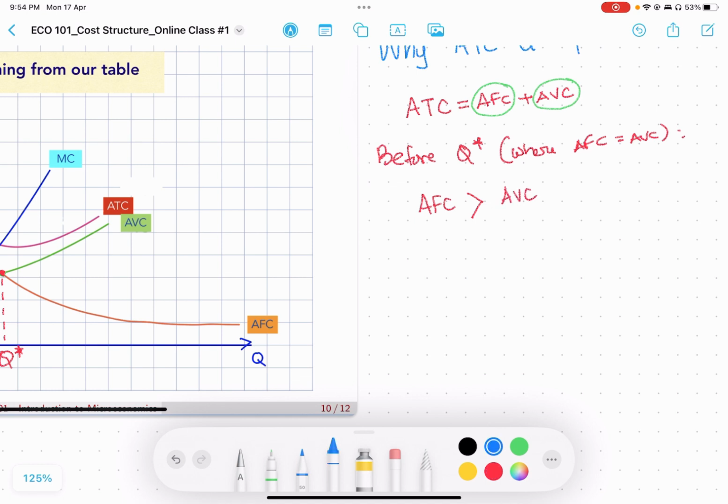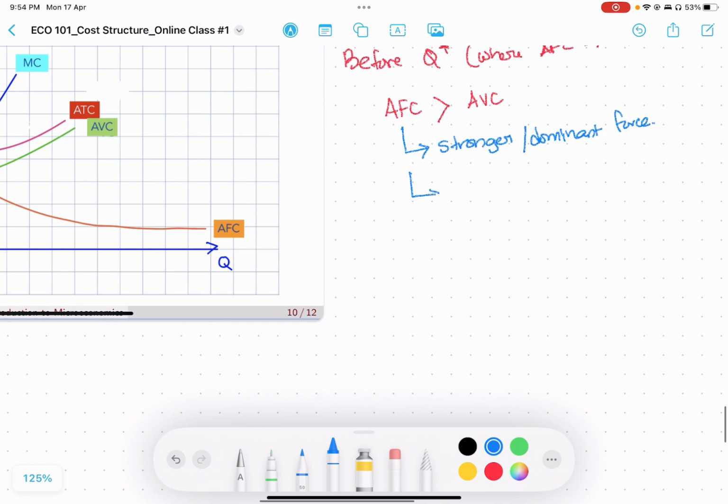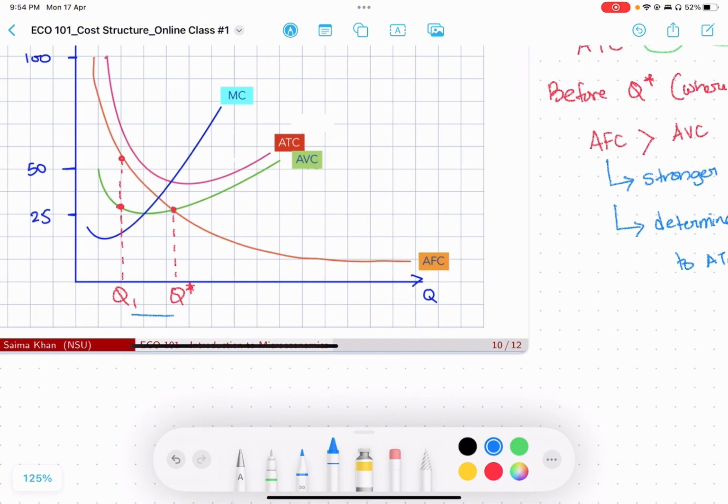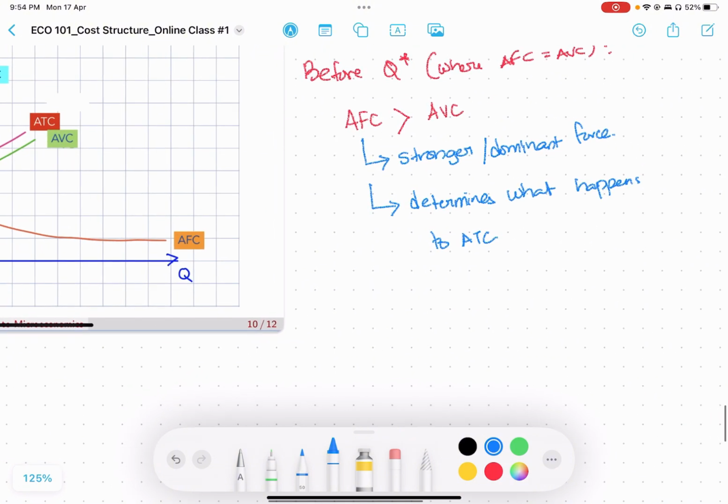So one way of looking at it is, the average fixed cost is sort of stronger. It is dominant. This is the dominant force, all right? And so this AFC is what determines what happens to the average total cost. So what do we see happening below Q star? Below Q star, AFC is falling very rapidly. It's just going down, down, down very quickly, whereas AVC is slowly increasing, but really not much action there.